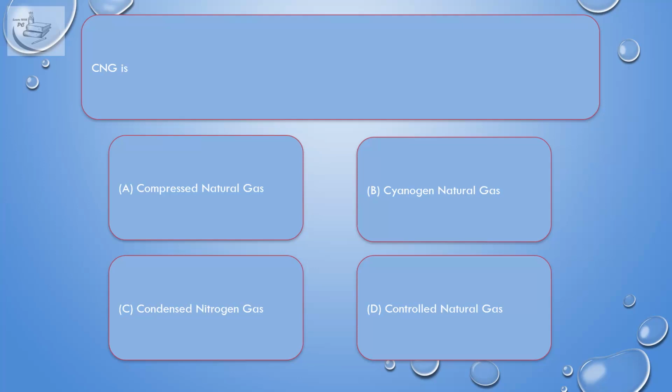Question: CNG is A. Compressed natural gas, B. Cyanogen natural gas, C. Condensed nitrogen gas, D. Controlled natural gas. Correct answer is A. Compressed natural gas.